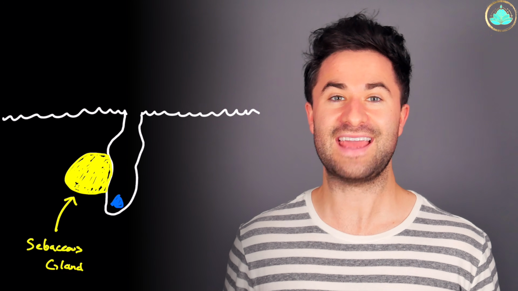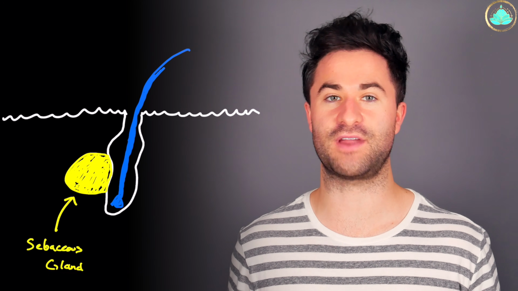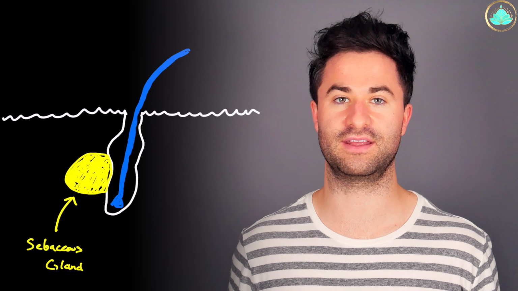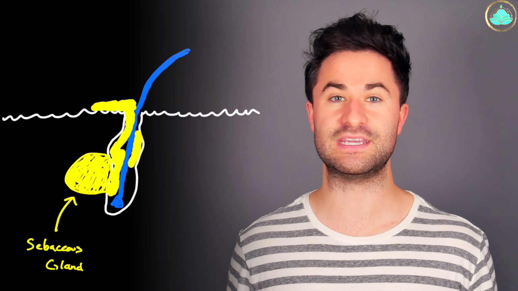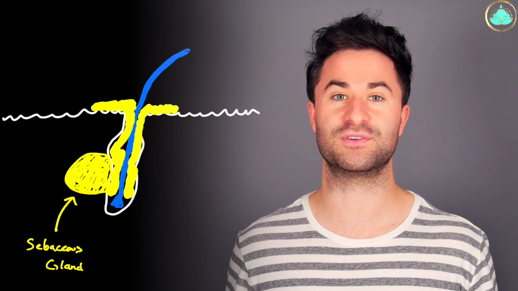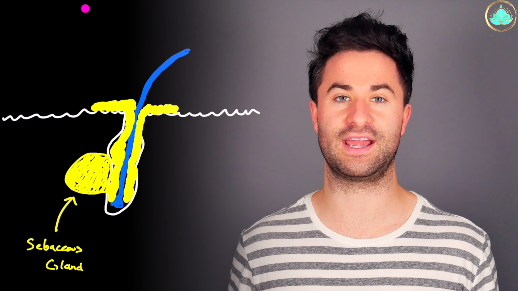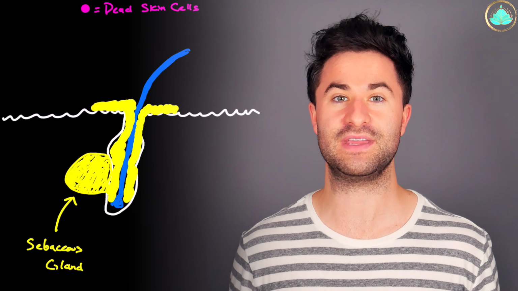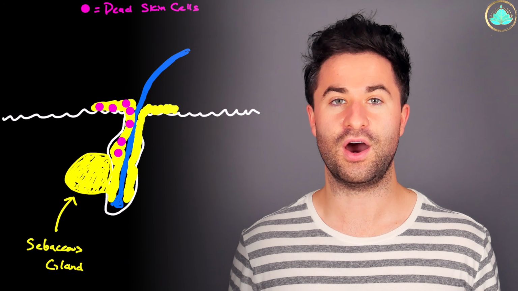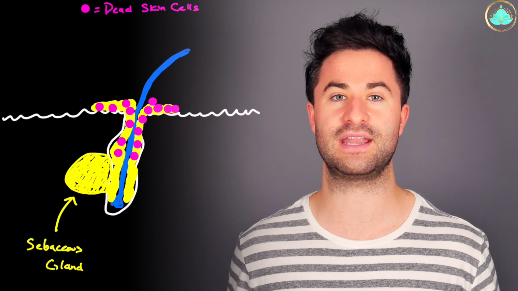All along the underside of your skin, you have things called sebaceous glands. These glands help keep your skin and your hair follicles well lubricated. They do this by secreting an oily based substance called sebum that's used to help prevent your skin and your hair from drying out. This sebum also carries dead skin cells from the inner layers of your skin up to the surface so your body can get rid of them.